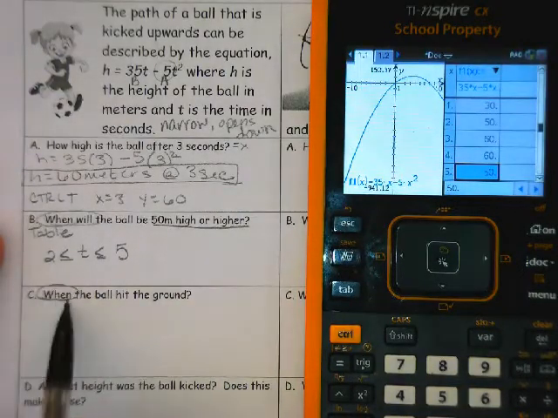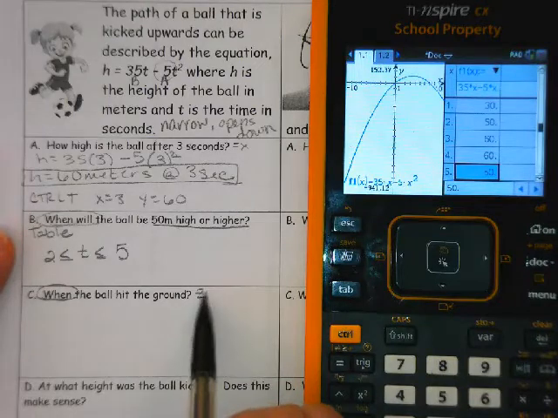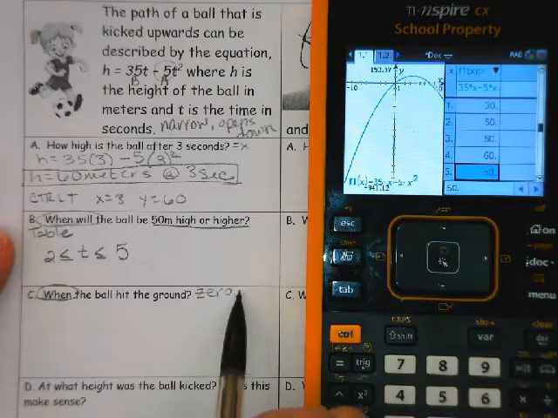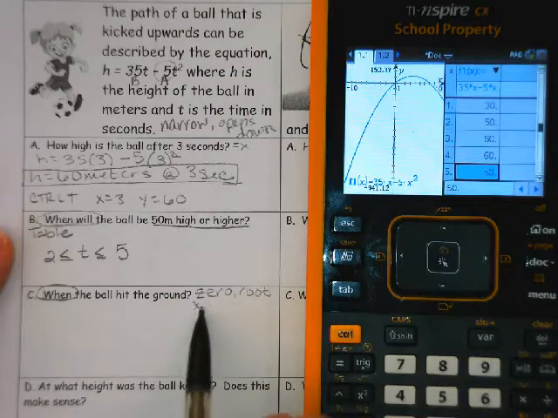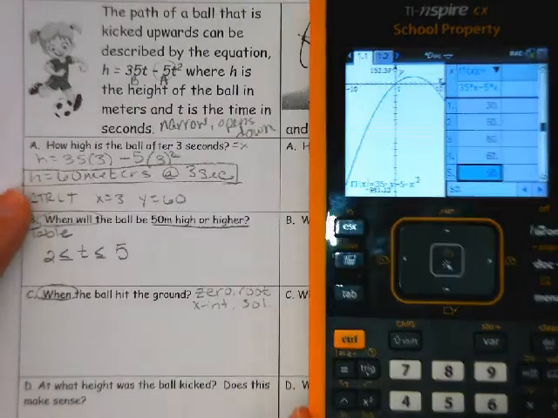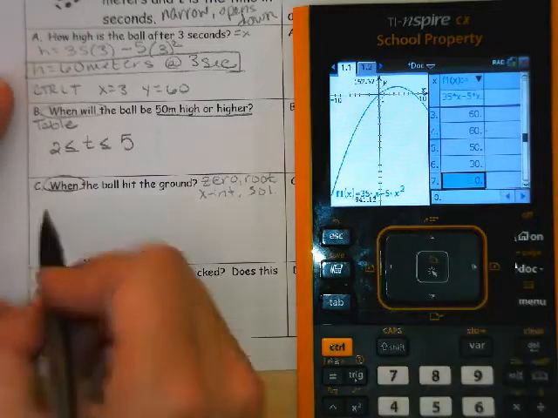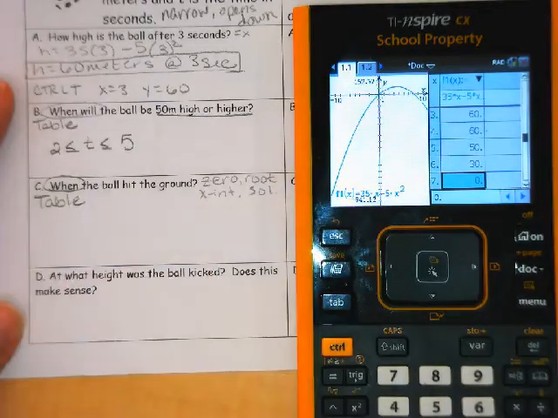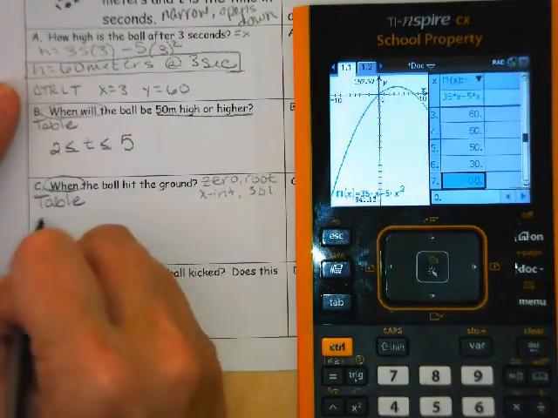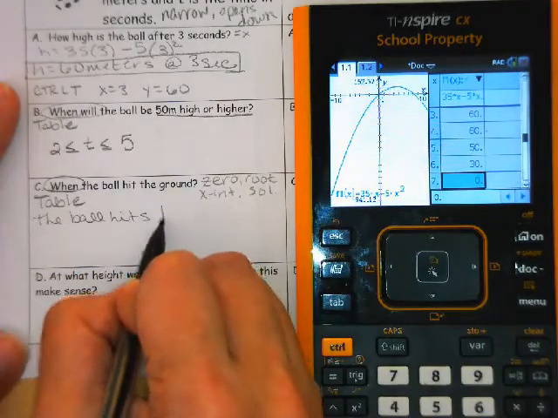When, so again, this is an x. When does the ball hit the ground? What are we looking for there? This is a 0. Give me another word. A root. What else? X-intercept. Solution. Very nice. When? How are we going to figure that out? We can look at our table. And what does the table tell us? The ball hits the ground at 7 seconds.